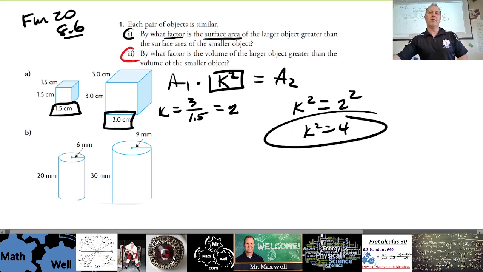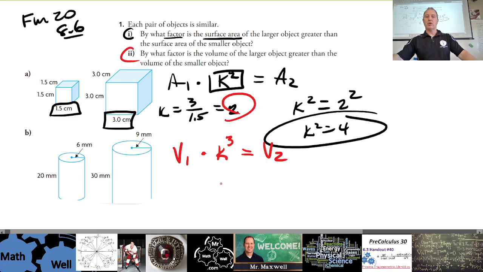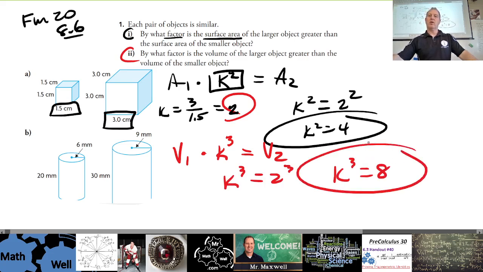Number 2 says, what factor is the volume larger? Well, again, we don't have to find the volume. We could, but that would be the long way. We could go from the K value, right? So volume 1 times K what? No, cubed is volume 2. Okay, so we're close. We know that the K is 2. So K cubed is 2 cubed. K cubed is 8. So the volumes are 8 times. The volume for this one is 8 times as big.